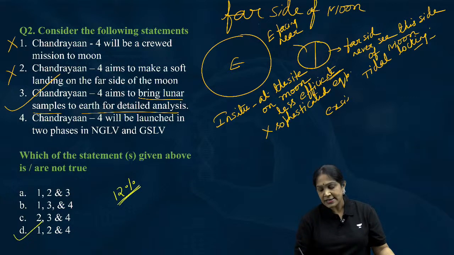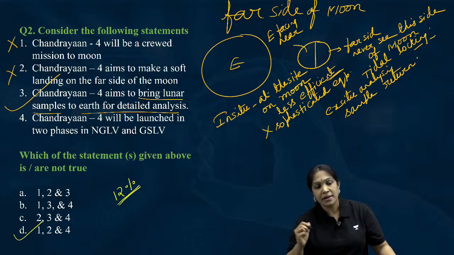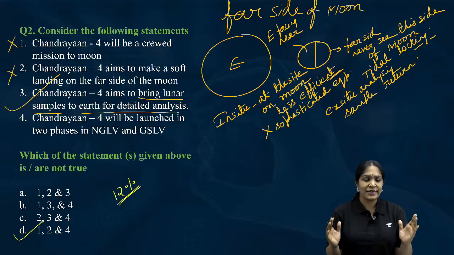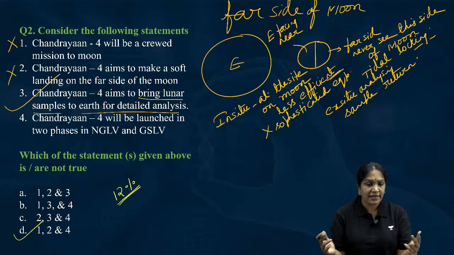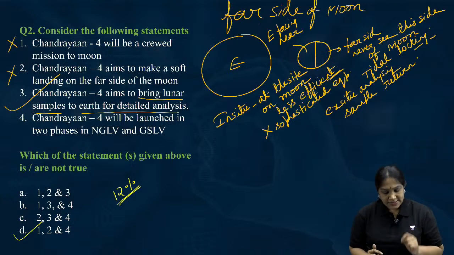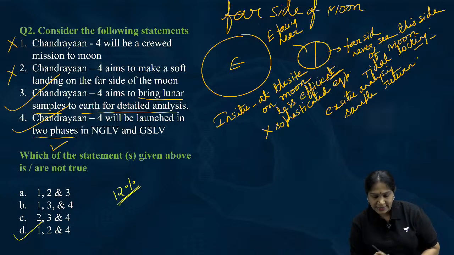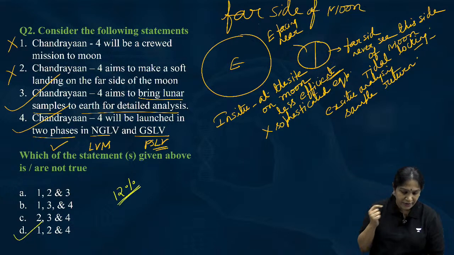Second one is ex situ analysis. This is nothing but sample return. We return the sample back to the earth so that leisurely, in a sophisticated laboratory, we can analyze the composition of the lunar soil. So that is correct. Chandrayaan-4 will be launched in 2 phases, correct. But not NGLV and GSLV. It is LVM and PSLV. So that is where it went wrong.